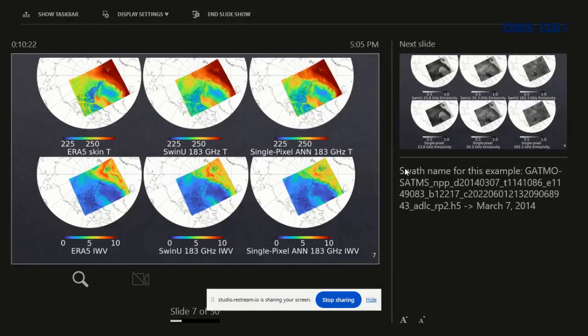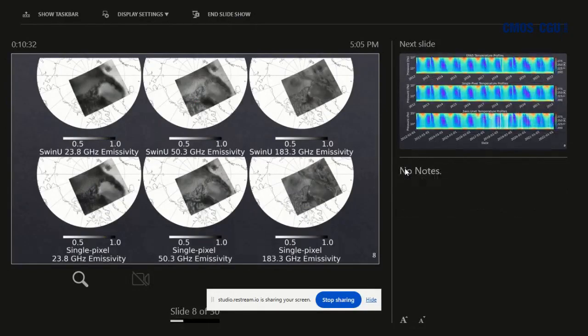And then just for comparison, I also have ERA5 on the far left, where there's a little bit of structure difference, but the smoothness is about the same as the SWIN UNet. And then I have some emissivities to show. The top row here is the SWIN UNet retrieval, and then the bottom is the single pixel multi-layer perceptron model. And you can see that they're basically the same.